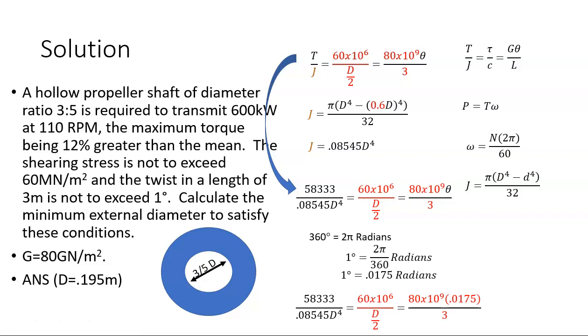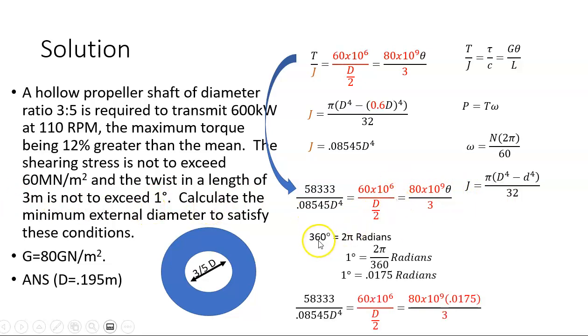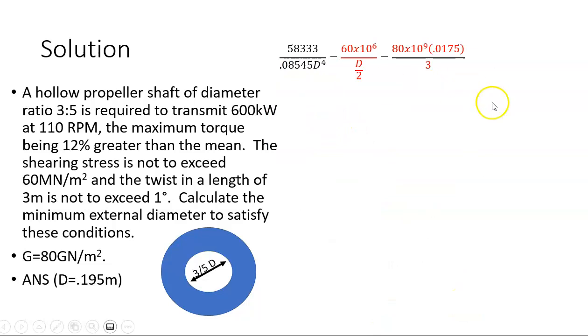The value theta here, we were told is not to exceed 1 degree, but theta is measured in radians, so we have to convert this 1 degree to radians. So 360 degrees is equal to 2 pi radians. So 1 degree is 2 pi divided by 360 radians. When I divide 2 pi by 360, I get 0.0175. So the value of theta here now becomes 0.0175 radians. Okay, so that's my equation.